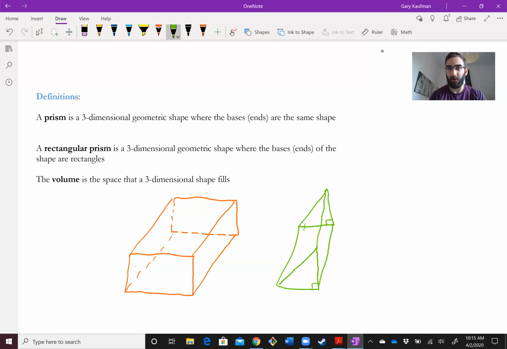So those are our definitions. Make sure that we've added those to our notebook, maybe a drawing or two to make sure we feel comfortable drawing, and let's move on.